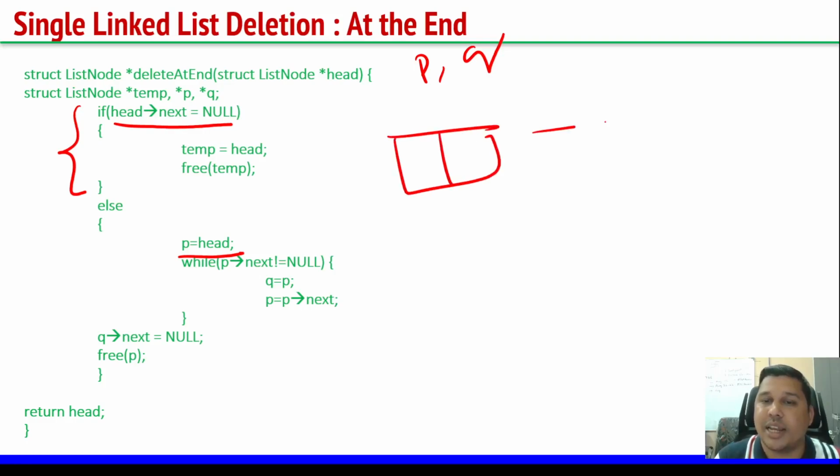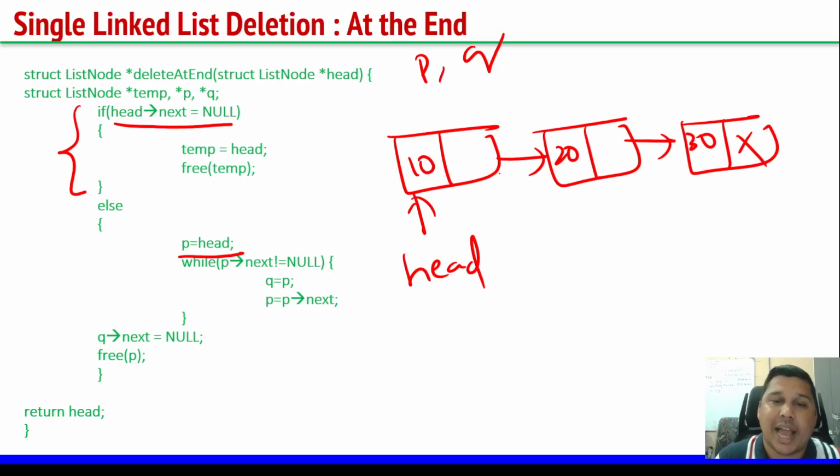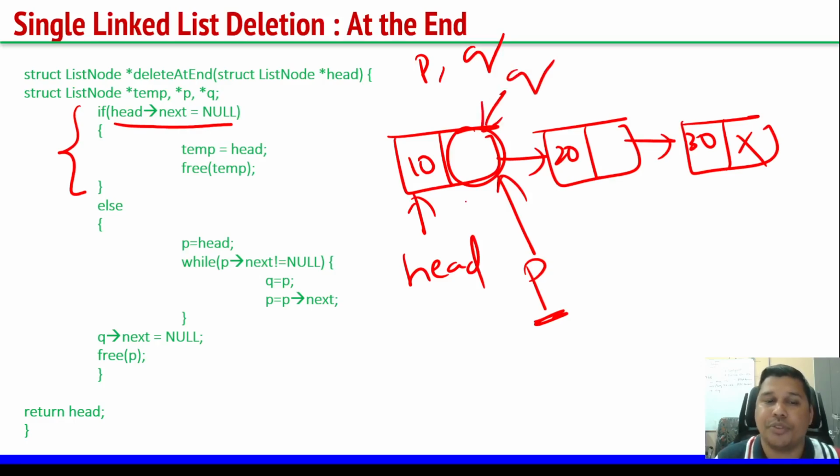Okay, so this is the list. If this is the list, 10, 20, 30, and it is pointing like this, and there is null. So this is my head. I am making this my p. Next, while p's next not equal to null. Where is p? Here. What is its next? This one. Is it null? No. Then q equal to p. So make this your q. Then p equal to p next. So p will point here now. Okay, so p is here, q is here.